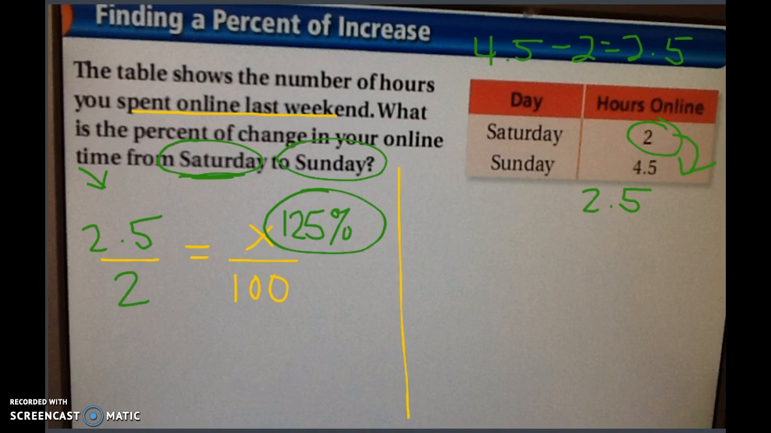Okay, because it went up by a lot. It over doubled, so it has to be over 100%. So it went up by 125%.